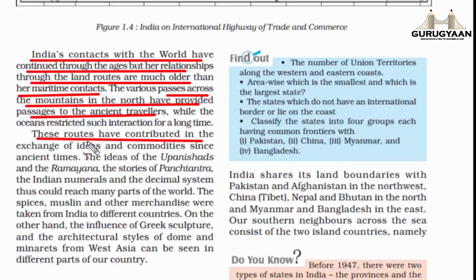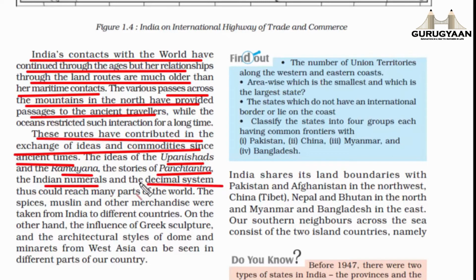So all these land routes have contributed in the exchange of ideas and commodities since ancient time. It's like how you go to your friend's place who is living in a different state, and when you visit them you exchange ideas, you exchange gifts, you discuss about each other's lifestyle. So in the similar fashion, in ancient time they used to exchange ideas and commodities, and this was solely possible because of these routes. Some of such ideas are Upanishads, Ramayana, the stories of Panchatantra, the Indian numeral and the decimal system. All this could reach many parts of the world.